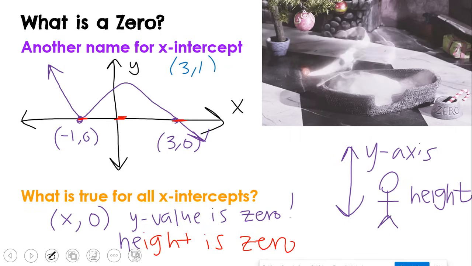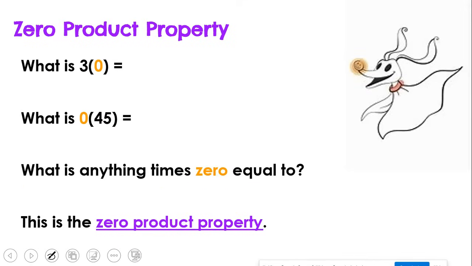And today we're going to solve polynomials where the height is 0, aka where the x-intercepts are going to be. And we're going to solve for the x-coordinate algebraically. So before we get into that, we got to do the zero product property. We got to get an idea of what the heck the zero product property is. And if we can answer these 3 questions, I think you're going to understand what the zero product property is.